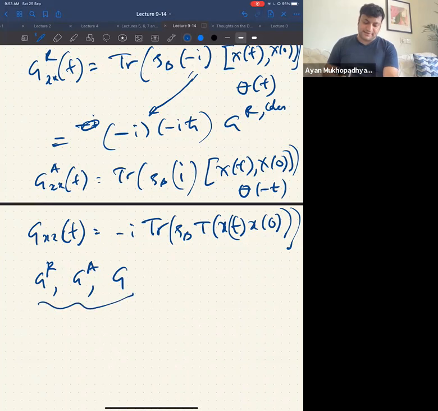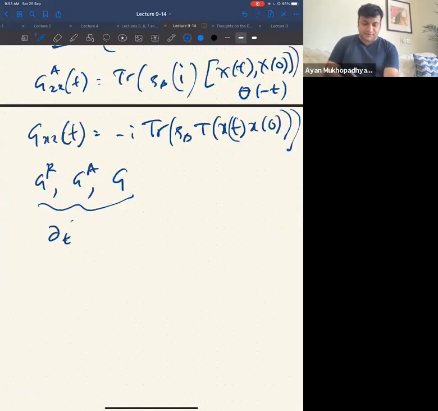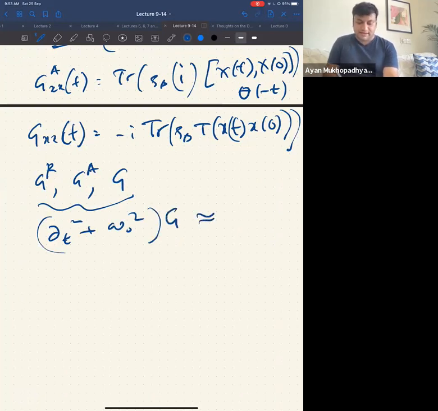All of them satisfy the same equation, which is del t square plus omega naught square acting on G is proportional to, okay, just writing proportional because there is, I think that basically it should be h bar by m delta t.